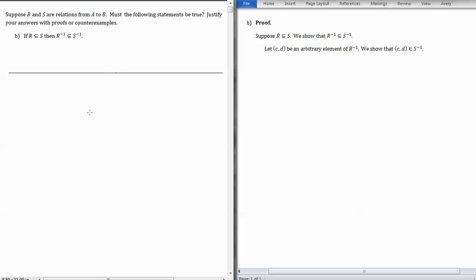Suppose R and S are relations from A to B. Must the following be true? Justify your answer with a proof or a counterexample. If R is a subset of S, then R inverse is a subset of S inverse.